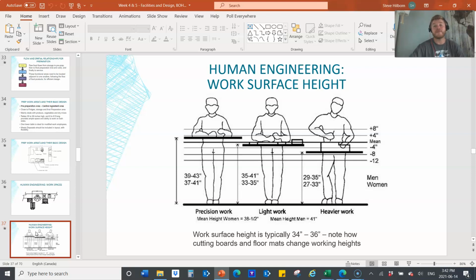So something like the work surface height, and being able to change the work surface height for the employee based on how tall or short they are, or based on the amount of work. Heavier work that is done lower in your body and your core is much easier, versus very detailed, precision work, which should be much higher. And then the general stuff that we all do is light work, and that gives you an idea of the height of all of your tables.